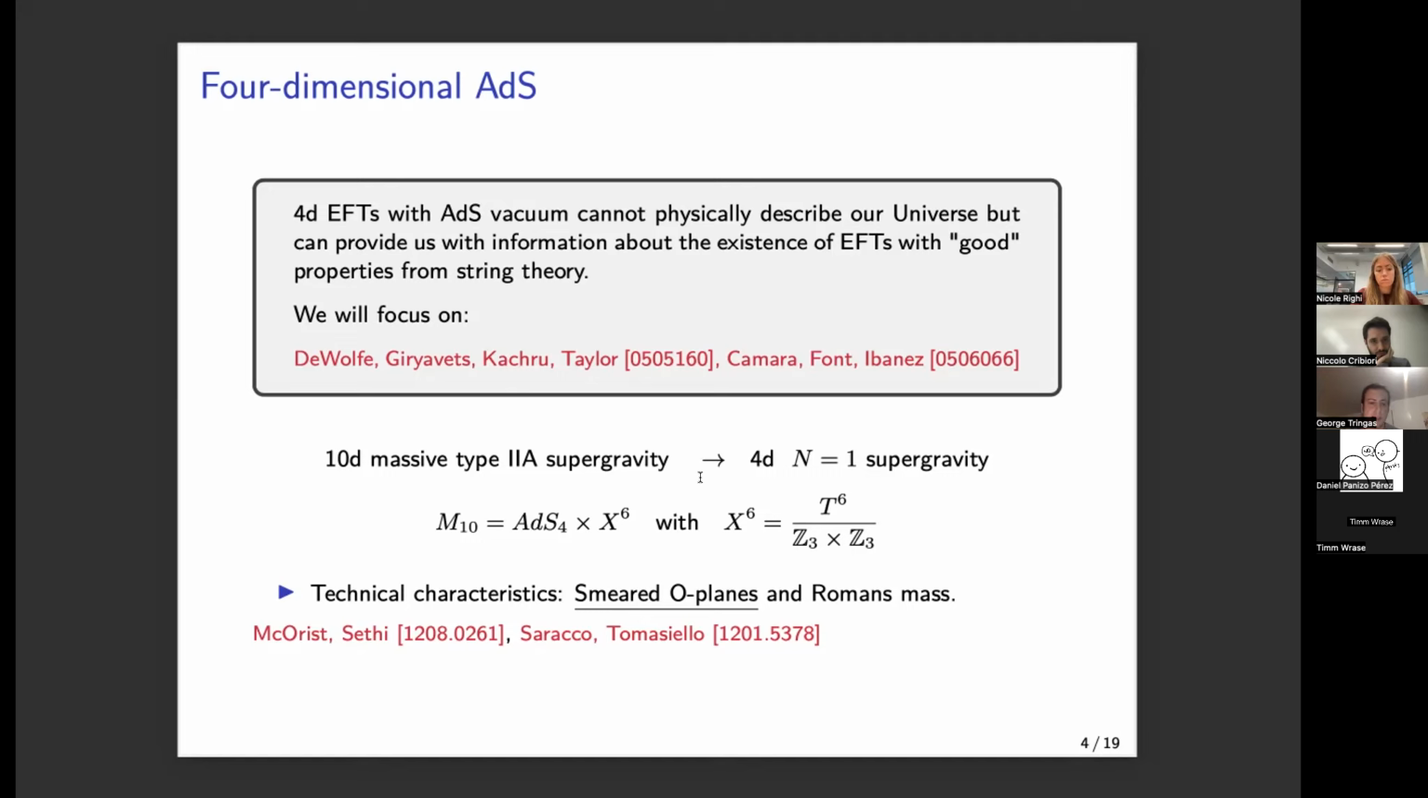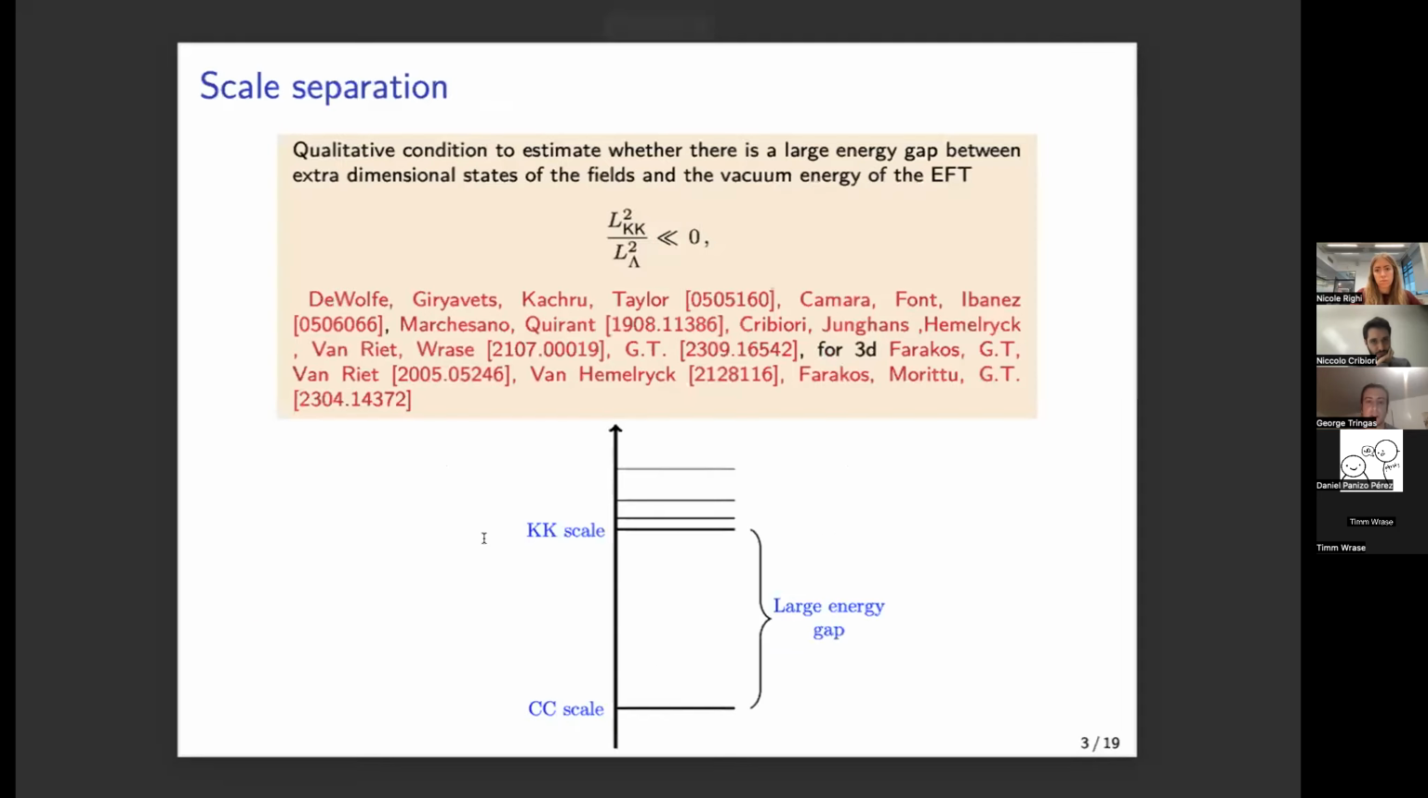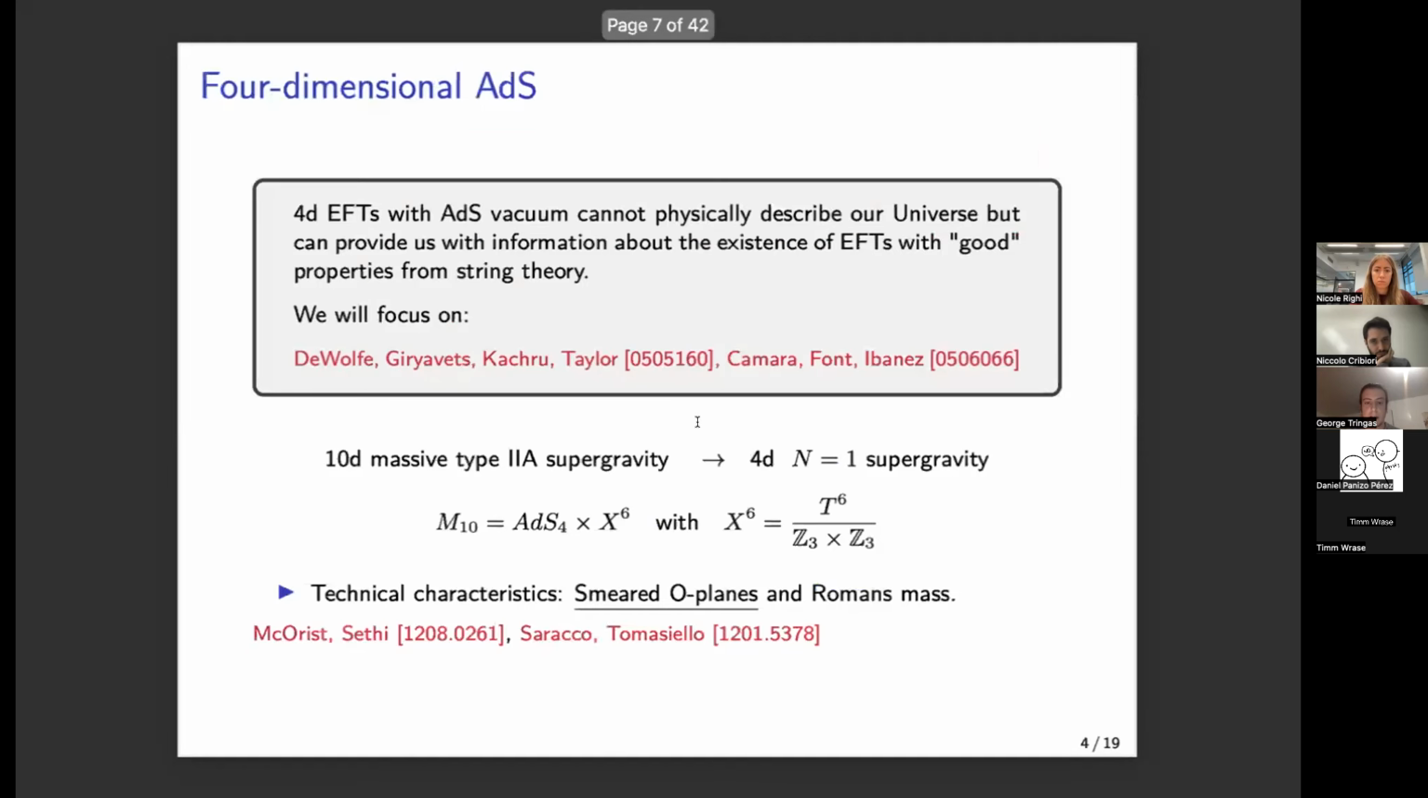There is a technical characteristic in this model, but also in most of the other models that I mentioned before. All of them come from massive type 2A with smeared O-planes. So this is not actually a solution of 10D supergravity. It's an approximation. There has been a lot of criticism on whether those models are reliable and viable string theory solutions. Other people have tried to understand what happens when you combine the Romans mass and smeared O-planes, and if there is a string theory uplift or not.